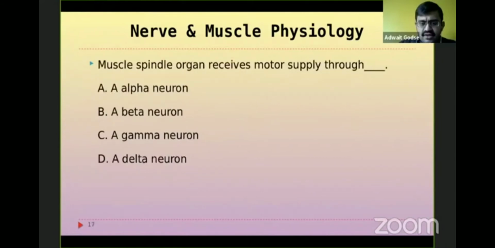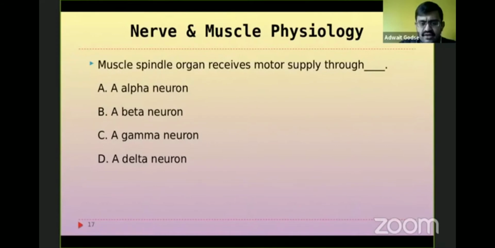Let's see this. This is a question based on Erlanger-Gasser classification. Muscle spindle organ receives motor supply through dash dash. Muscle spindle organ are present in intrafusal skeletal muscle fibers. These are specialized skeletal muscle fibers which are playing role in sensing and maintaining muscle tone. You might be learning about stretch reflex later on. So stretch reflex is mediated by a muscle spindle.